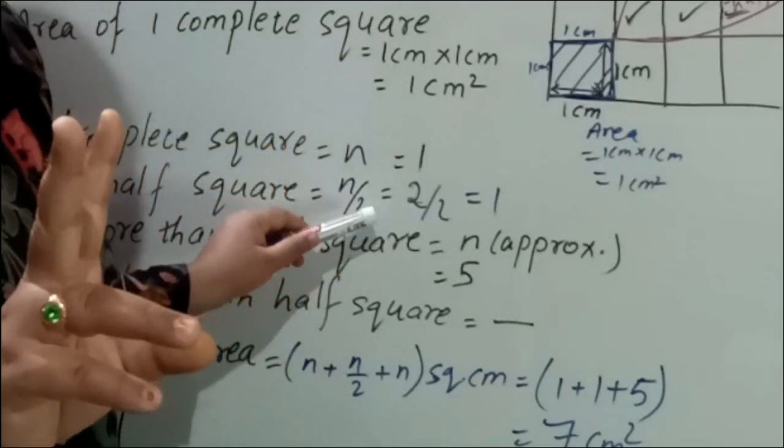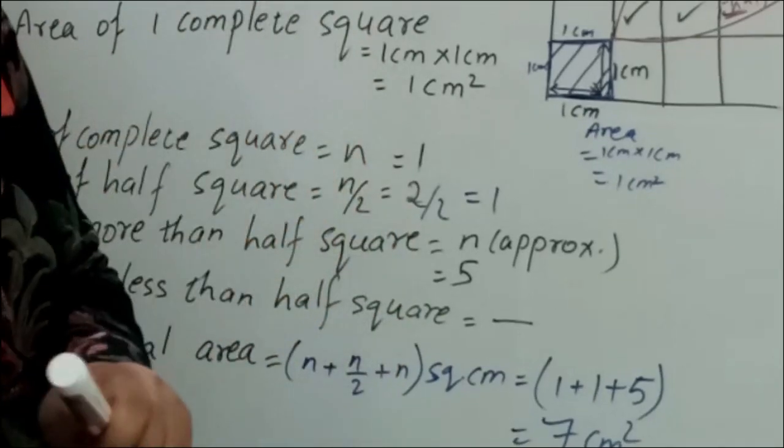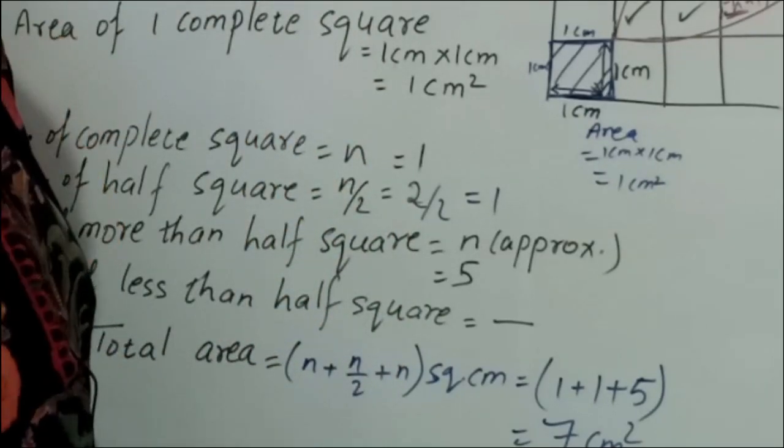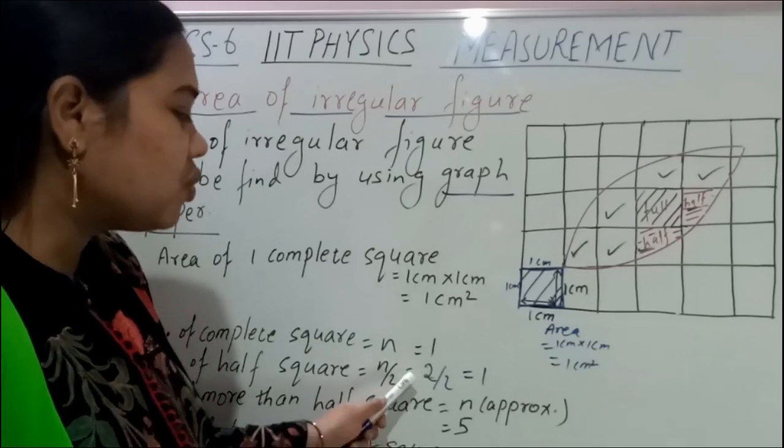2 half squares. So 2 by 2 is equal to 1. Is it or not? Half square plus half square, how much? 1 half plus half is 1.